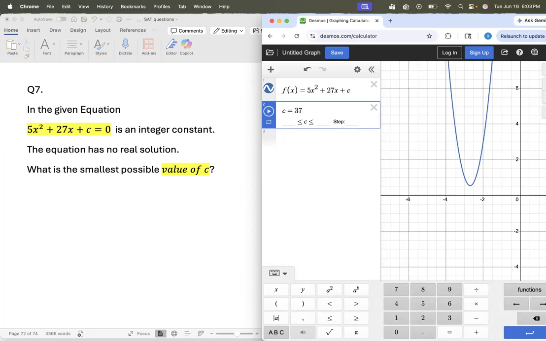High yield question. If you know how to do this, your August SAT will be a breeze.